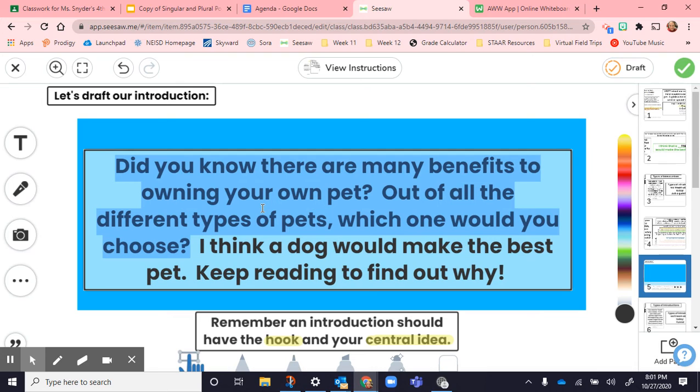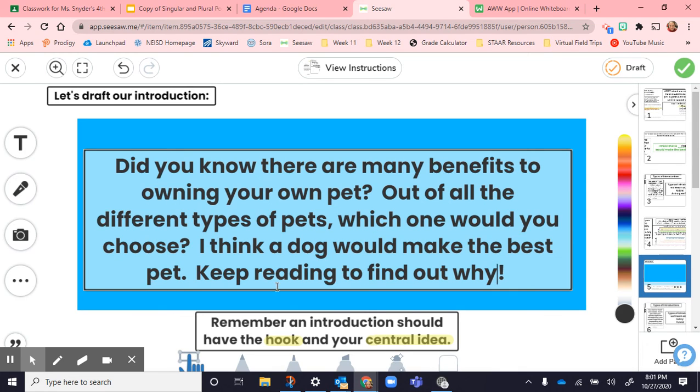So keep it direct, keep it to the point, keep it those two pieces. Actually, I guess three pieces because you're doing the hook, and then you're doing the central idea, and then this last little sentence right here, the keep reading to find out why, or let me tell you why, or something like that. That sentence is going to lead them into your reasons.